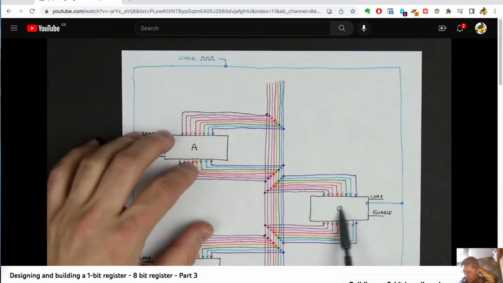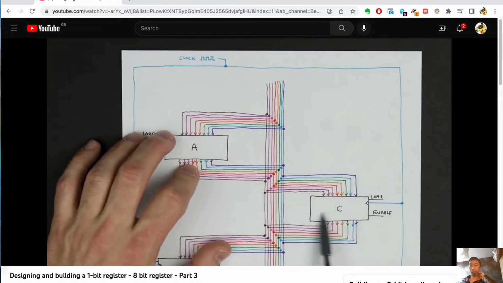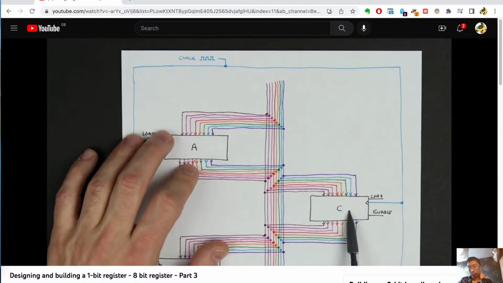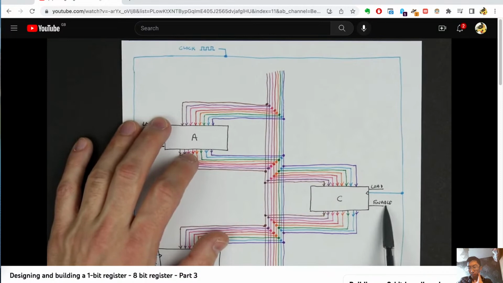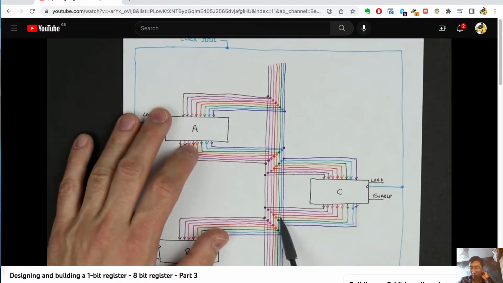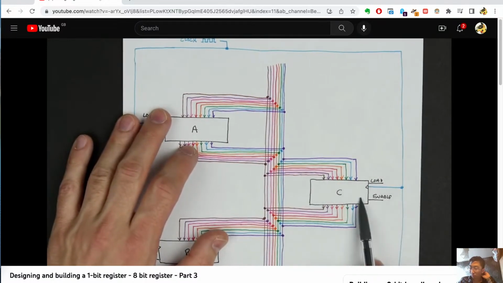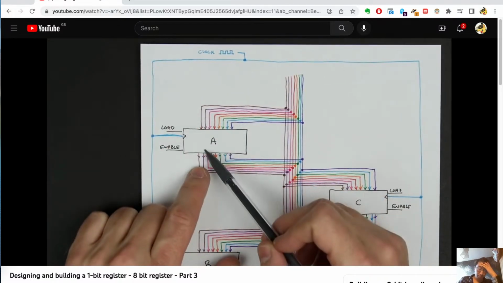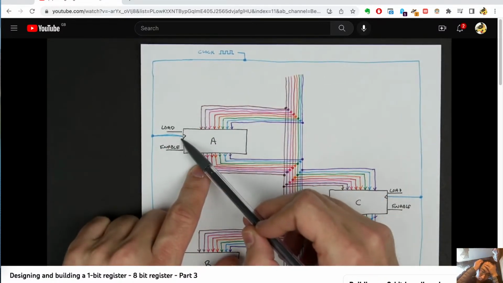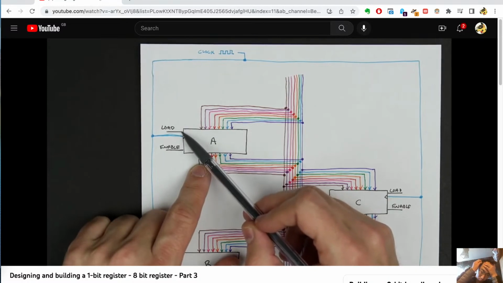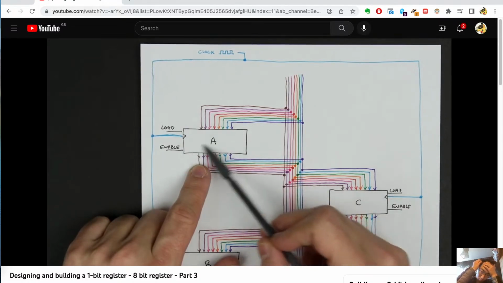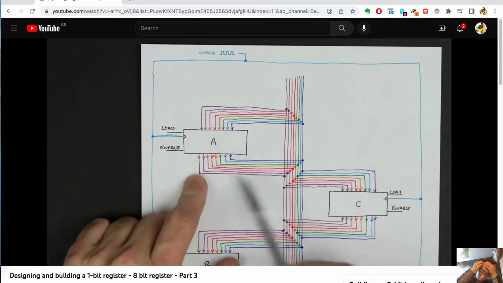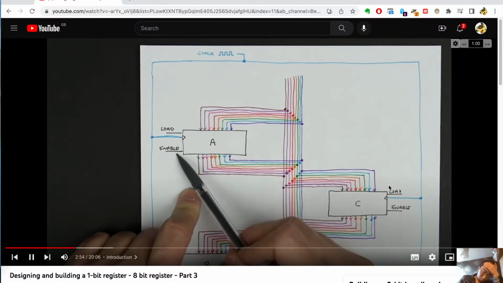And so A can take on another value, other things can happen on the bus. C is going to remember that value. And then it can be enabled, and it can put that value back on the bus at a later time or whatever needs to be done. So what we're looking to do is build something that can store a value on the clock rising edge, only when the load is enabled, and then hold on to that value and output it to the bus whenever the enable input goes high.